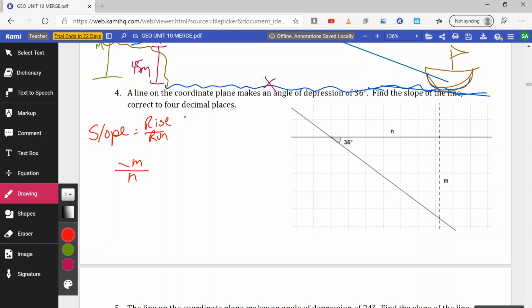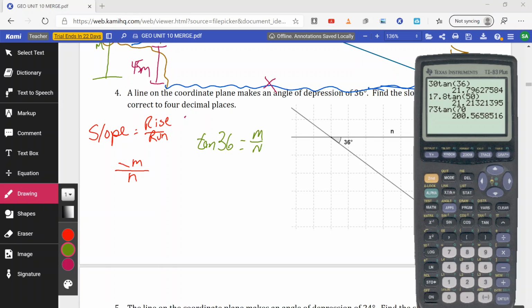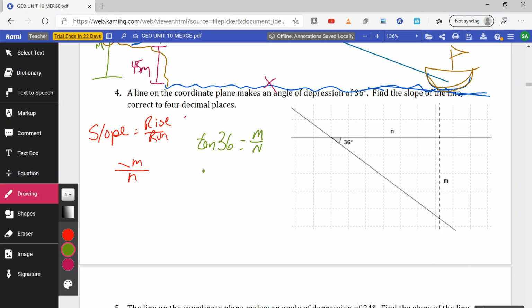So I take a look at 36 degrees. I see that M is the opposite side, N would be the adjacent side. So we can actually say tangent of 36 is equal to M over N. So first thing, all I got to do is take the tangent of 36 degrees. So tangent 36 means 0.7265. So again, round to 4 decimal places. 0.7265.